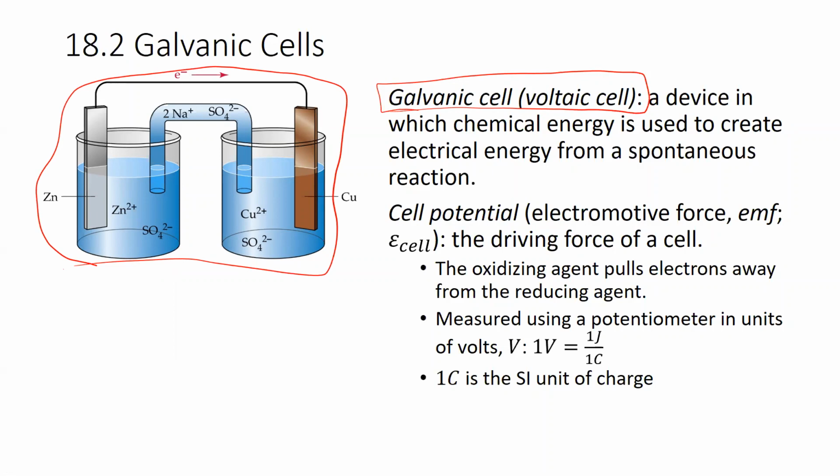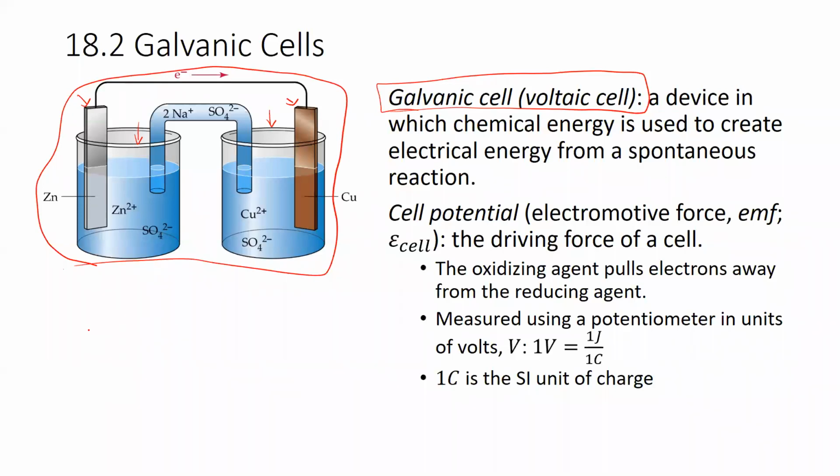Now, when we consider this as being a device that uses chemical energy to create electrical energy, we've got something to think about before we look at how the device is set up in a useful way. What you can see here is you've got some zinc metal, a solution that has zinc in it, some copper metal, and a solution that has copper in it.